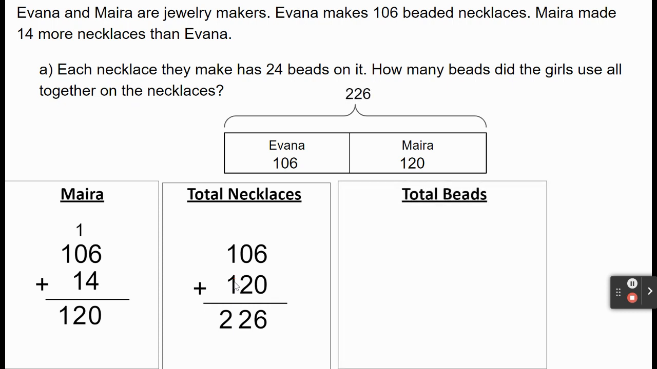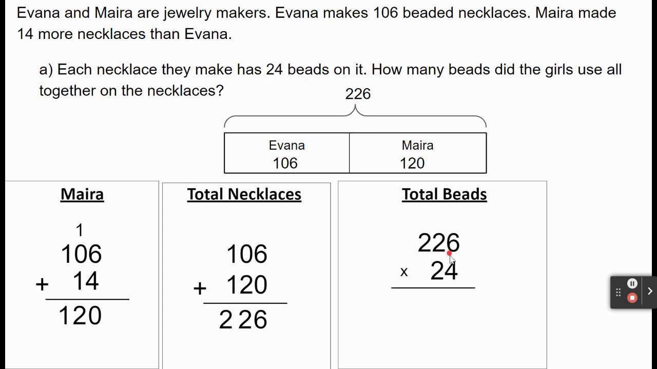Now let's find out how many beads the girls used for all 226 necklaces. We know from the word problem that there are 24 beads on each necklace. So we're going to be multiplying 226 times 24. We're getting 226 because that's the total number of necklaces that they made. And we're multiplying by 24 because that's the number of beads on each necklace.